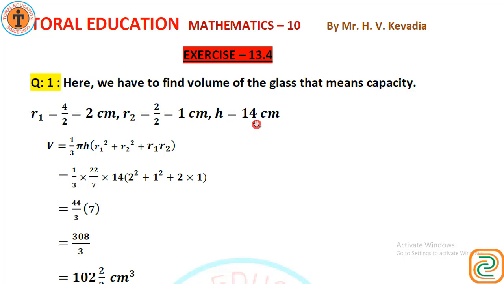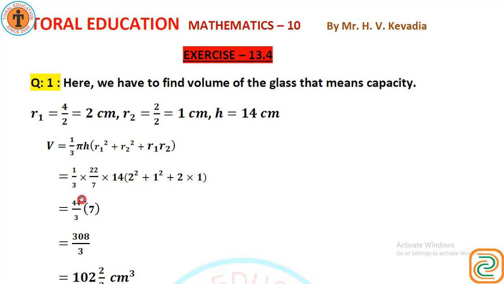If we want to find out the capacity, it means we want to find out the volume. Volume is nothing but capacity. So volume equals 1 by 3 pi h (R1 square plus R2 square plus R1 into R2). This is our formula for the volume of a frustum of a cone. Now we put the values: 1 by 3 into 22 by 7 into 14, where 14 is the height. R1 square, that is 2 square, plus R2 square, that is 1 square, plus R1 into R2, that is 2 into 1.